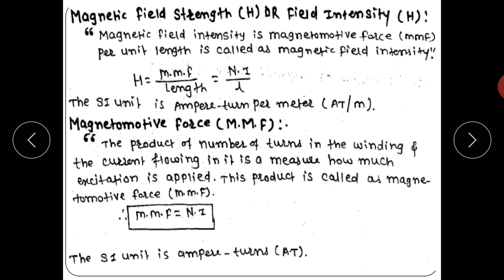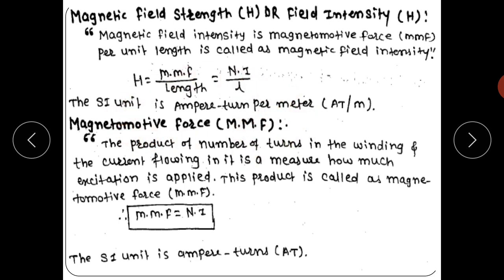Okay, the magnetic field strength. What is meant by magnetic field strength? Apart from magnetic flux density, there is magnetic field strength, or magnetic field intensity. Magnetic field intensity is the magnetomotive force, or mmf, per unit length. It is denoted by H. H is equal to mmf divided by length. mmf means the number of turns times the current flowing, divided by the length of the conductor. The SI unit is ampere turns per meter.